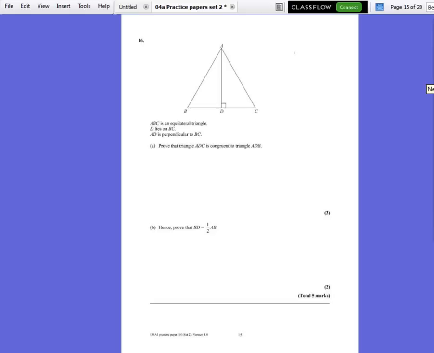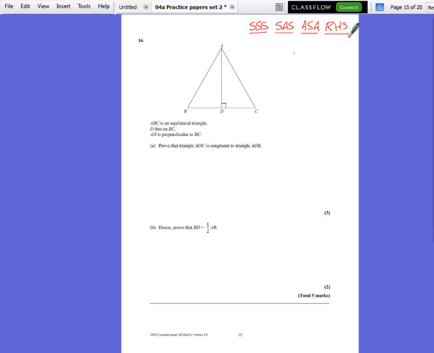Question 16. It says ABC is an equilateral triangle, D lies on BC, and AD is perpendicular to BC. Prove that triangle ADC is congruent to ADB. Well, to prove congruency, we can either show that these are SSS triangles, SAS triangles, ASA, or RHS. So this one means we show that all 3 sides are the same, this one 2 sides and an angle, this one 2 angles and a side, or this one the right angle, a hypotenuse and the side.